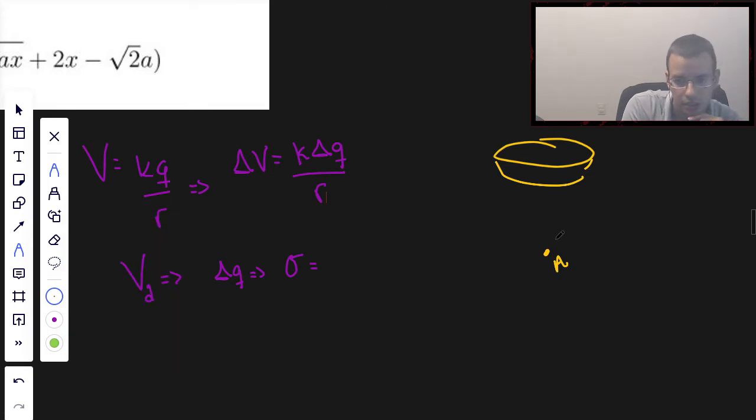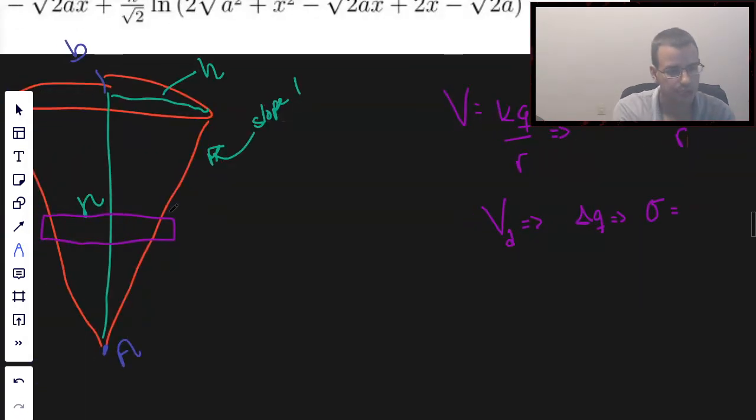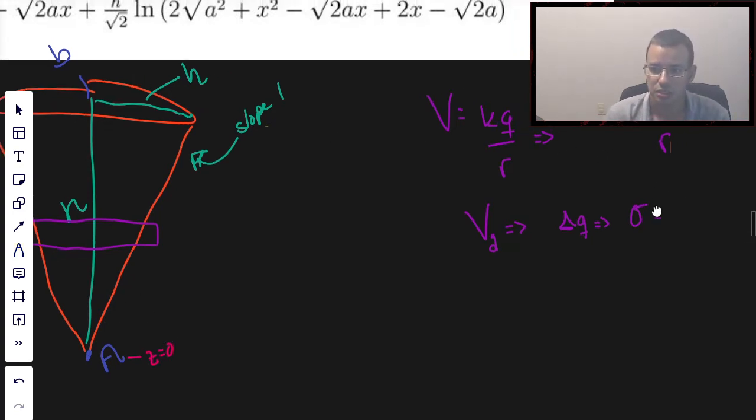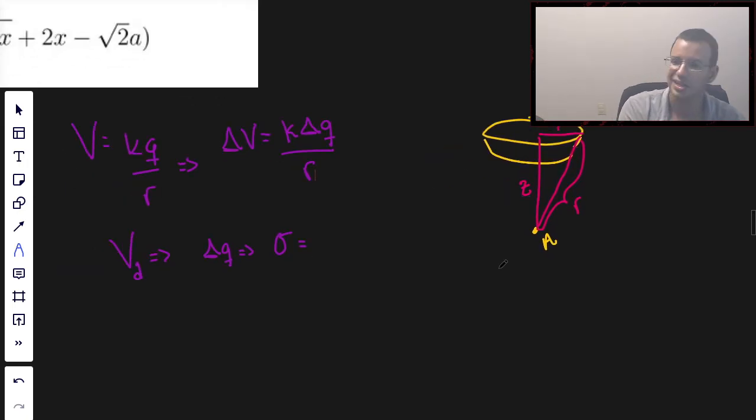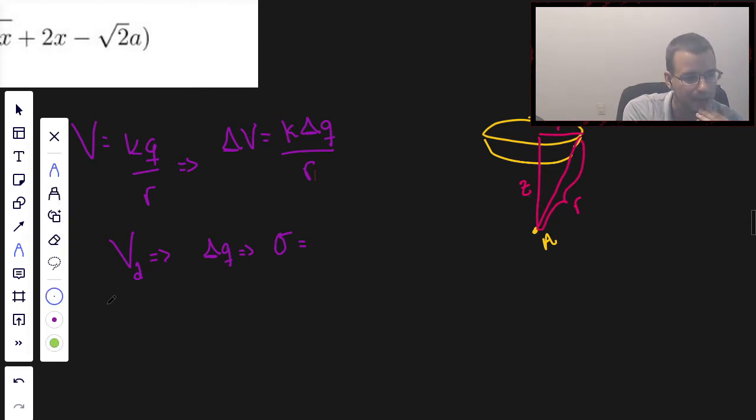And from here, this I'm going to call Z, because I'm going to integrate from the bottom. This will be Z equals 0 up until Z equals H. And since there's a 1-to-1 ratio between the radius of the cone and the height, this is also going to be Z. This distance right here is going to be R, the radius. And yes, that's the picture for that portion.